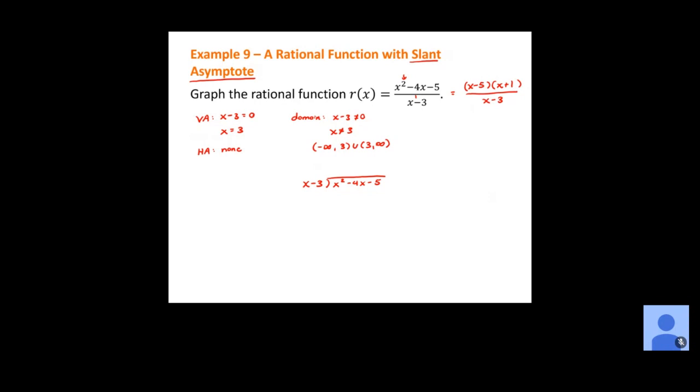Okay, good. So we look at the first term x squared, the first term x, right? First term on the inside and outside, divide those. Well, what's x squared divided by x? X, good. So I'm going to put my x up top. Then remember we distribute to everything on the outside. So we have x times x squared, that's going to give us an x squared. Then we have x times negative 3, that's going to be a negative 3x.